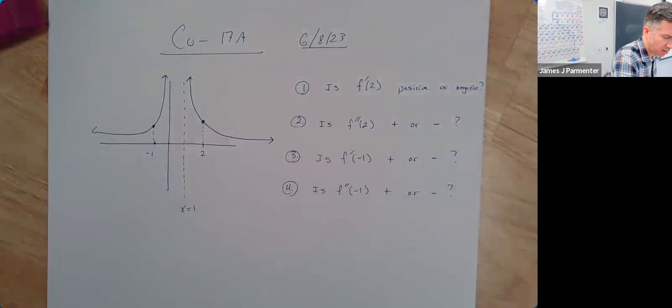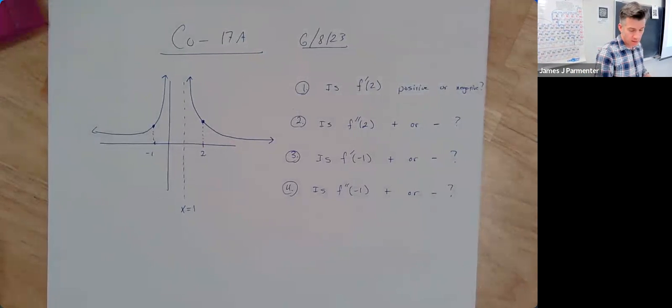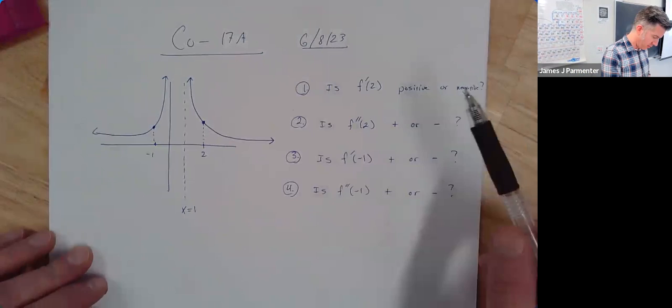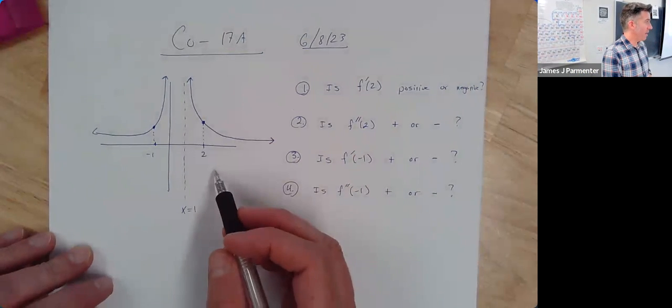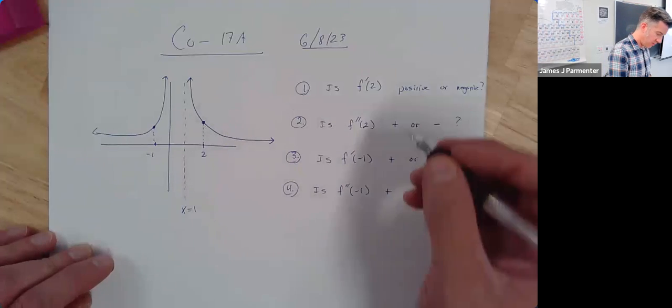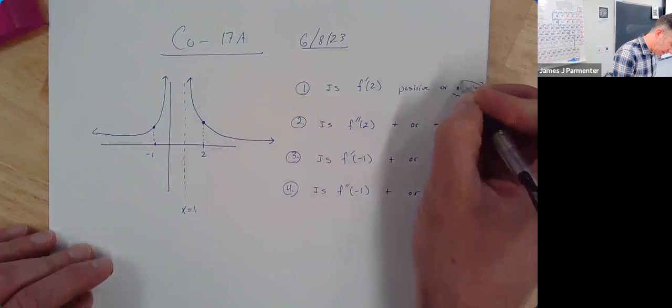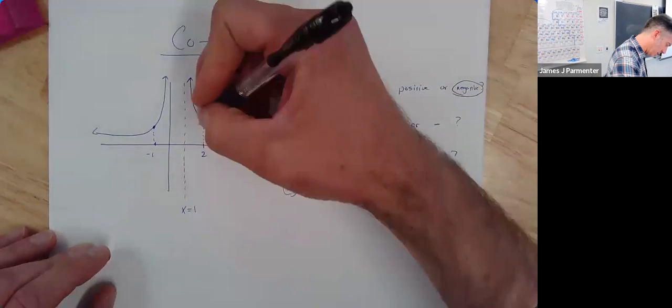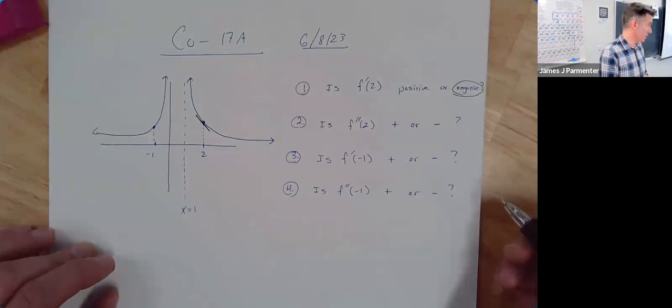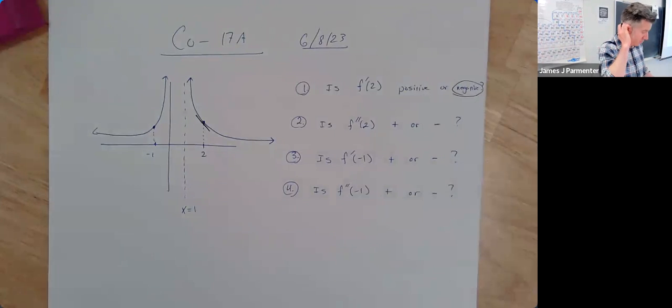So I just want to start off with this question because I thought you're definitely going to have something like this. Is f prime of 2 positive or negative? Well, this function is definitely decreasing at 2. So f prime of 2 is definitely negative because the slope of the tangent line there is negative. Or if you prefer, the function is decreasing. They mean the same thing.